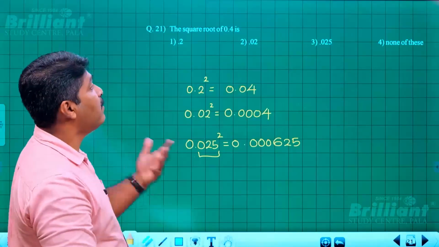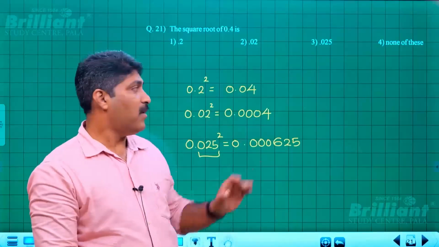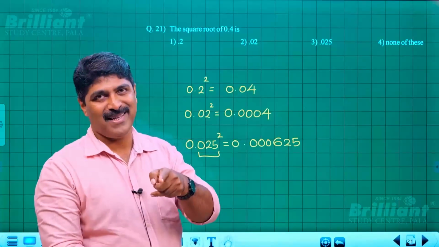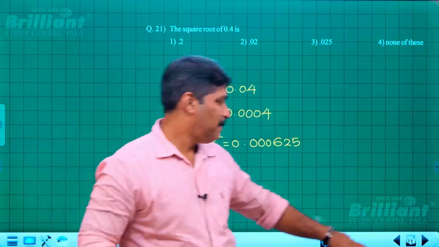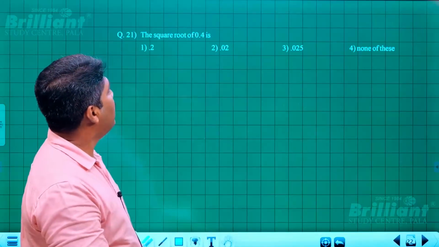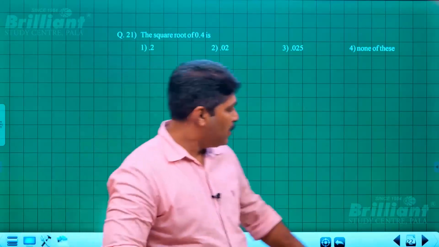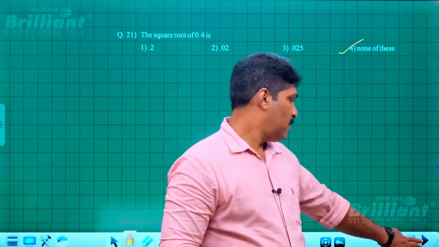Then how to find out the square root of 0.4? That I am not going to explain here. For 0.4, you have to consider the long division method. That's something different from all these values. Clear? So the answer is none of these. So here, the square, this we already explained. So here the answer is none of these.